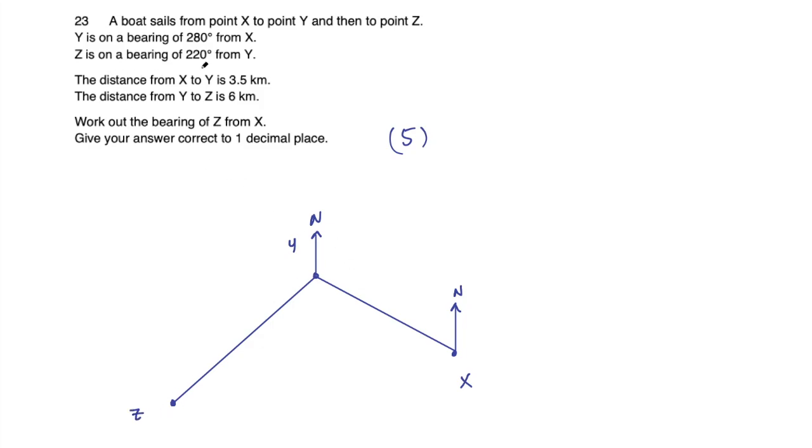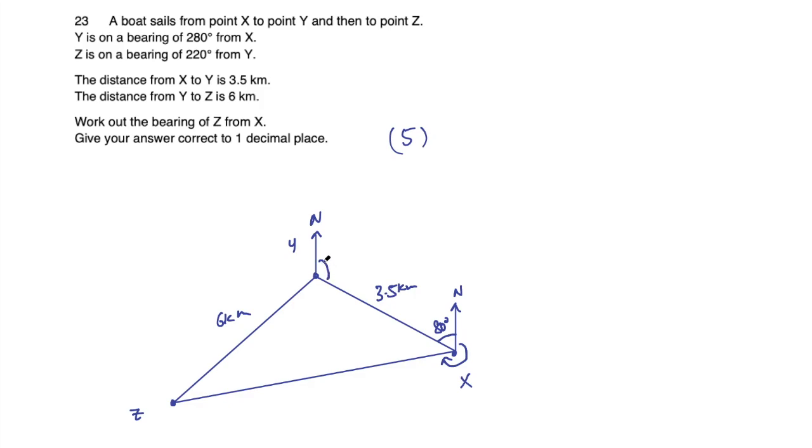Now the distance from X to Y is 3.5 kilometers, and from Y to Z is 6 kilometers, and we want the bearing of Z from X. So next, draw a line in from X to Z, and we want this angle around here. Okay, so how can we get there? Well, firstly, fill in the angles that we know. If this is 180 degrees around to this line, to Y, that means we can work out this angle in here. That would be 360 take 280.